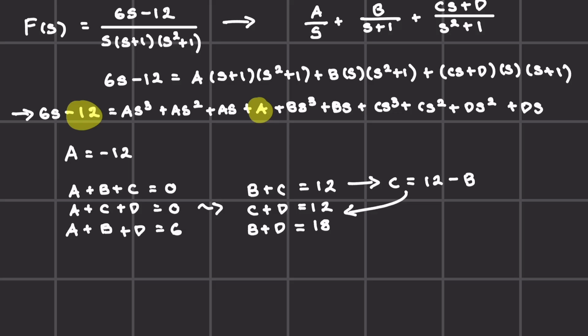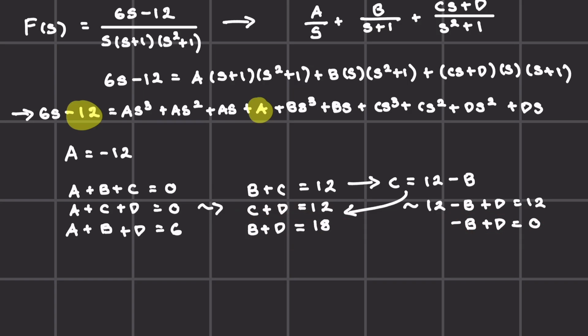Doing that, we have 12 minus B plus D equals 12. Subtracting 12 from both sides, we have minus B plus D equals 0. We now have two equations that we can use elimination on. As you can see, we only have B and D now, only two variables, and we also have B and D in the other equation.